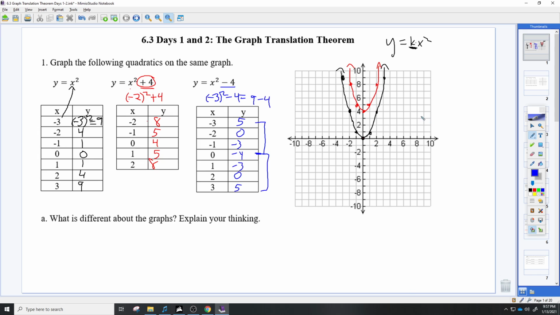Then we'll plot the points. So -3, 5. Here. -2, 0. -1, -3. 0, -4. 1, -3. And 3, whoops, 2, 0. 3 is 5. Here we go. Okay. And I can probably connect these here. Something like this.